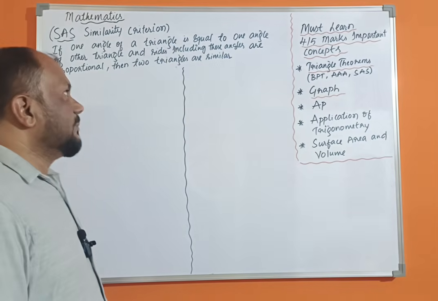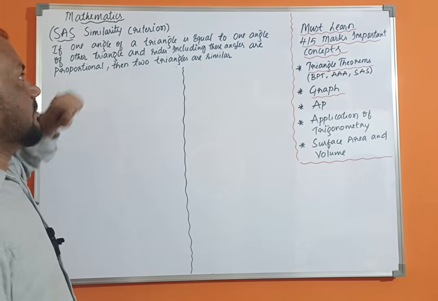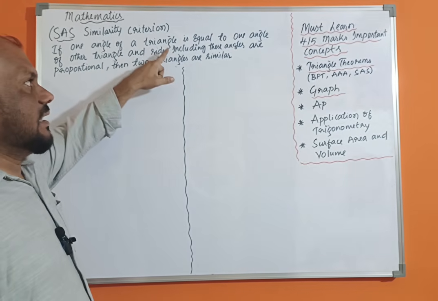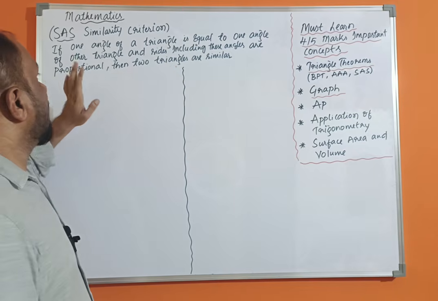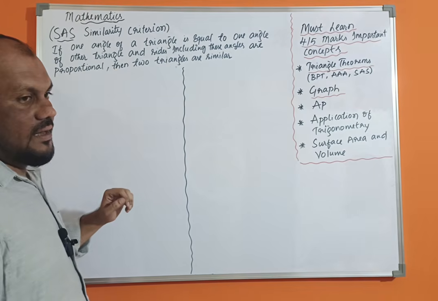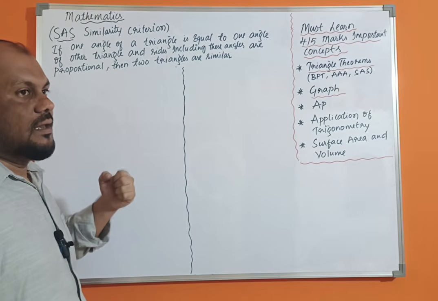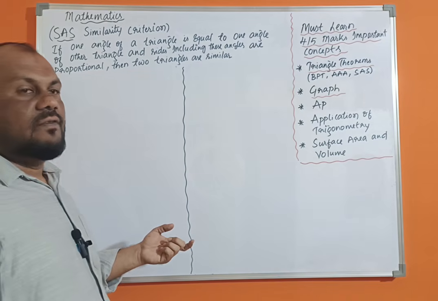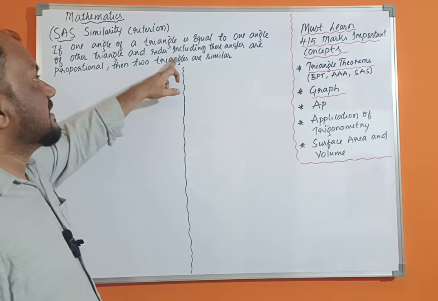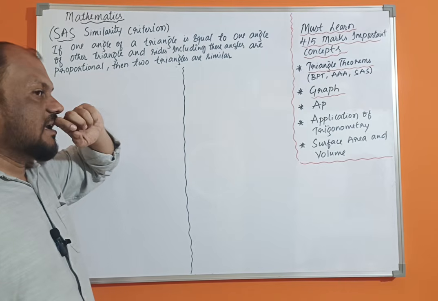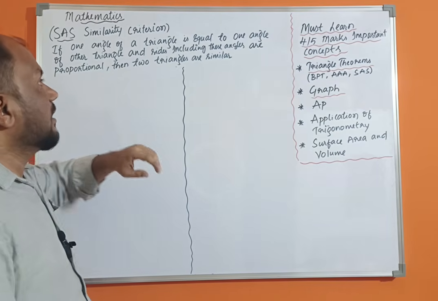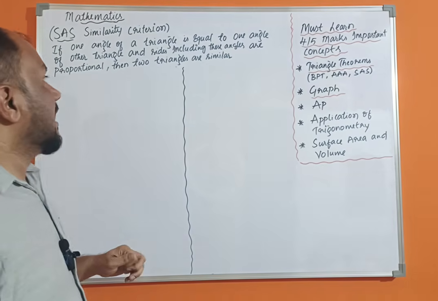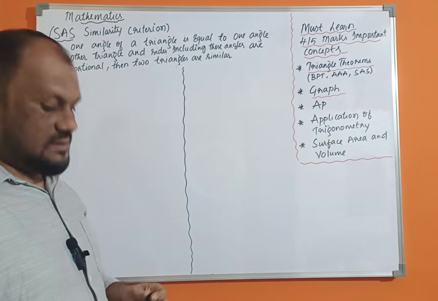The statement will be given: SAS similarity criterion. If one angle of a triangle is equal to one angle of another triangle, and the sides including these angles, meaning the sides which form these angles, are proportional, they should be in the same ratio, then both the triangles are similar. They are talking about two triangles.